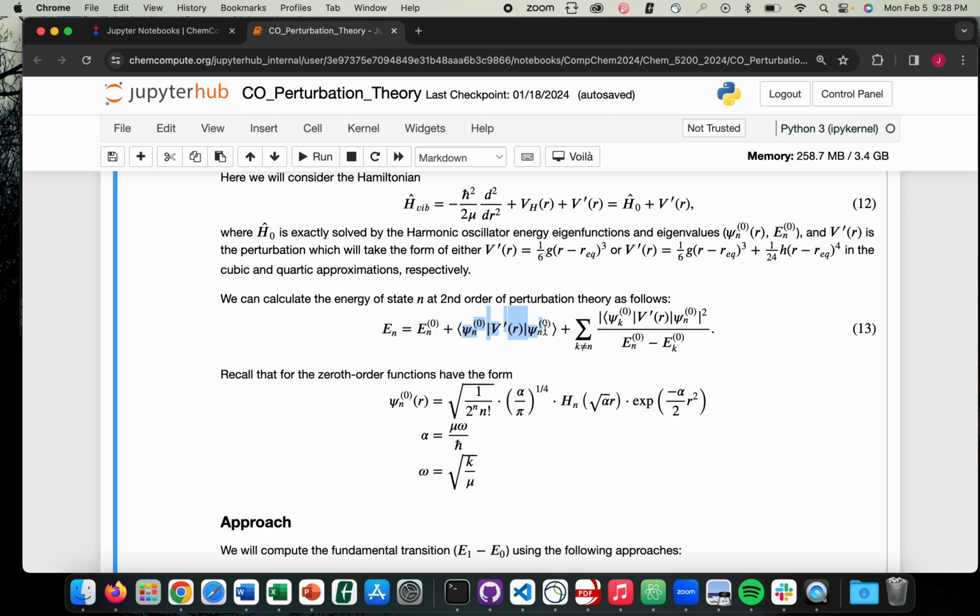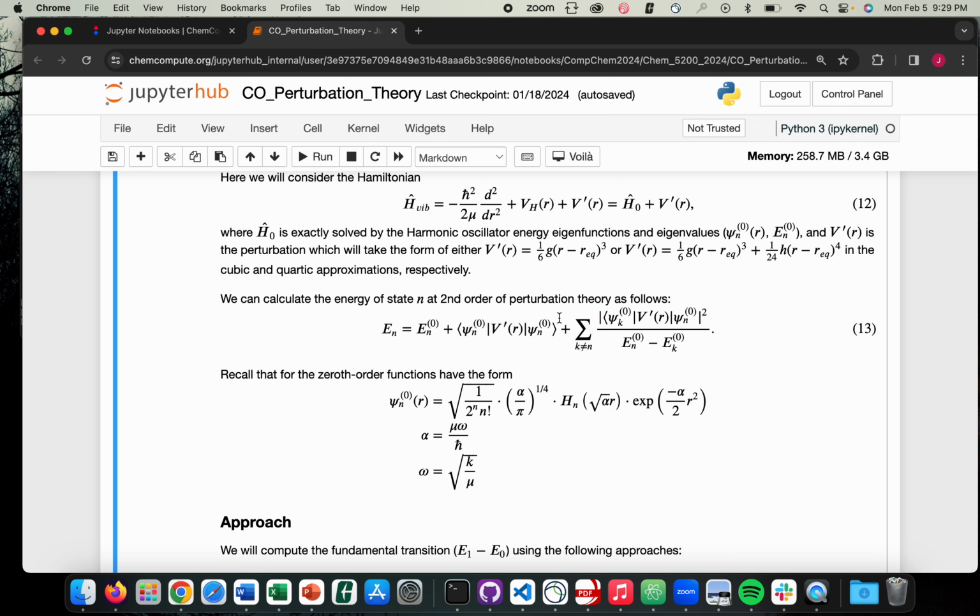And then the 1st order correction, I just need my 0th order states, which are the harmonic oscillator states given here, taking brackets with the perturbation. And then the 2nd order correction to the energy is a little bit more complicated.